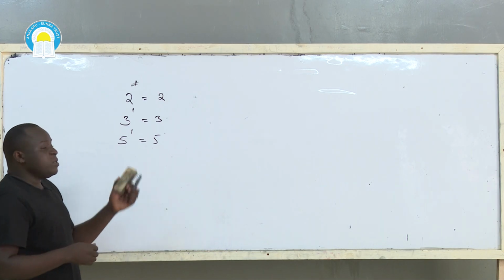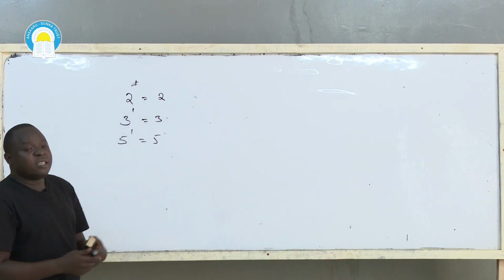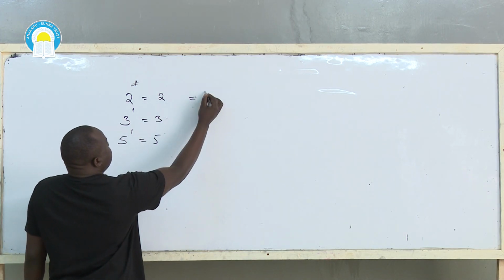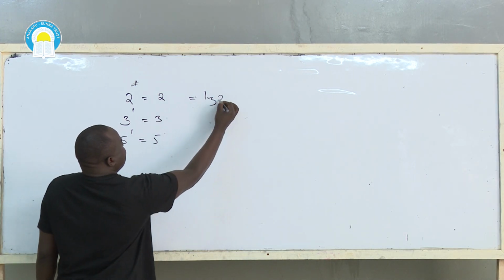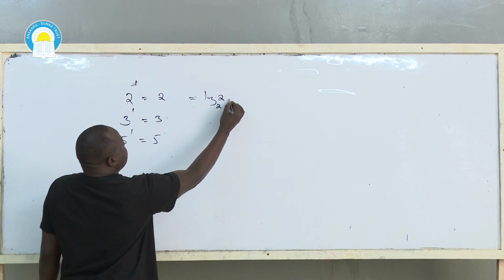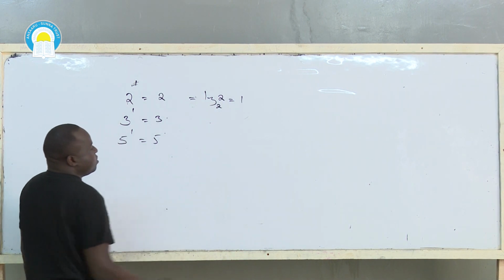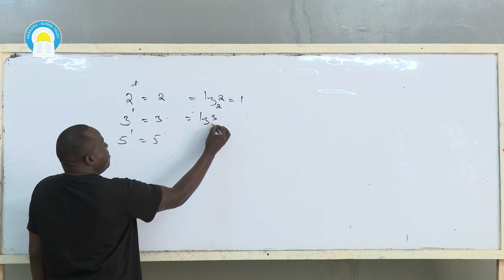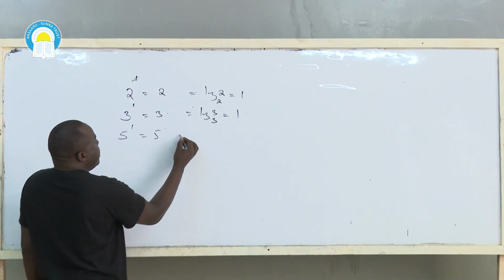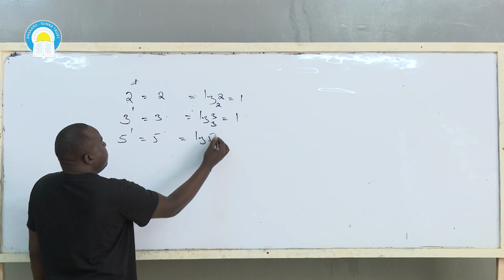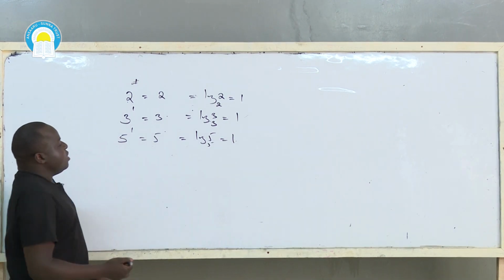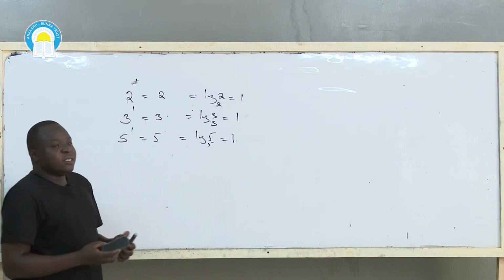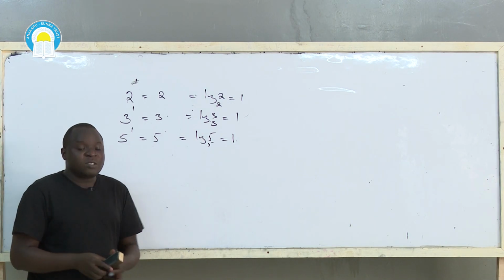Okay, in the first part of this topic, I explained how to change indices into logs. And I said that if you have such a statement, then this becomes log 2, then this becomes the base, then the log's answer is the power, which is 1. The same thing for this. This should be log 3 base 3 equals to 1. The next should be log 5 base 5 equals to 1. So if you look at this carefully, you notice that the log and the base are actually the same, which takes us to the next law.